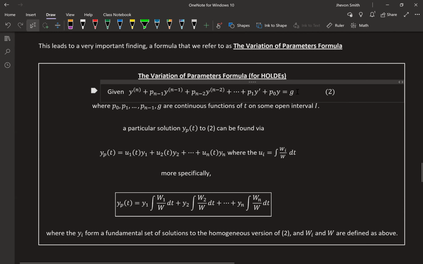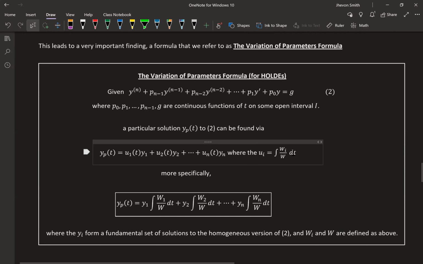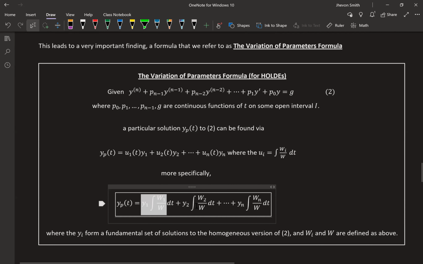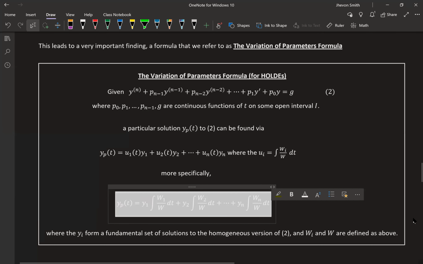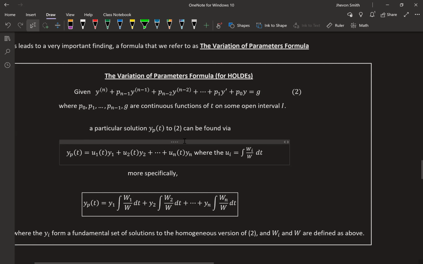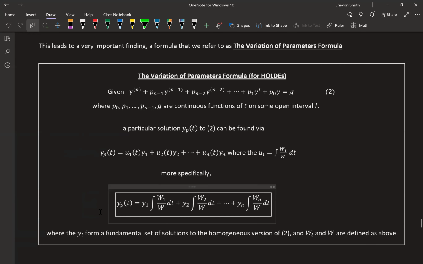Given a non-homogeneous ODE, where all of these functions are continuous on some open interval, then we can find a particular solution on that open interval that has this form, where each of the coefficients is given by this integral. More specifically, our particular solution is this, right? And that is variation of parameters. Variation of parameters basically says we can find a particular solution by doing this combination here.